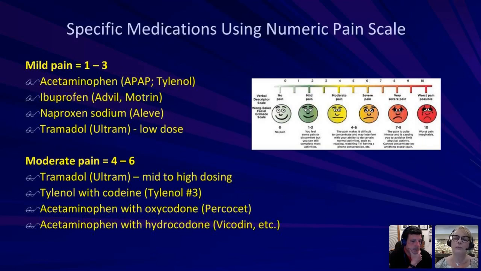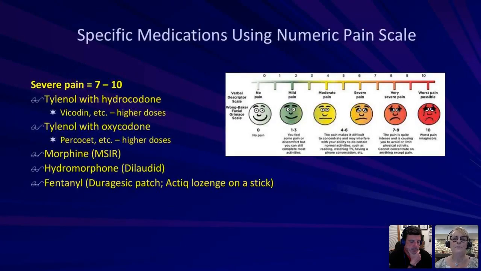So we have to adjust our medications according to that thinking as well. And then our severe pain, 7 to 9 or 10 on the scale, again, you can use Vicodin, you can use Percocet, morphine, hydromorphone, and then there's our fentanyl. So we have crossover. This is just one set of guidelines listing the medications, but it just sort of sets the stage for appropriate categories.